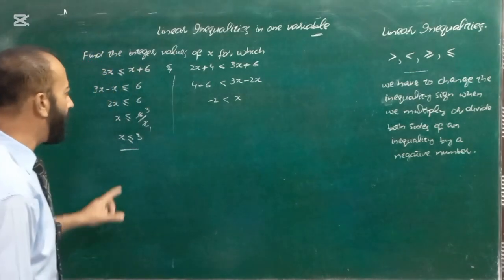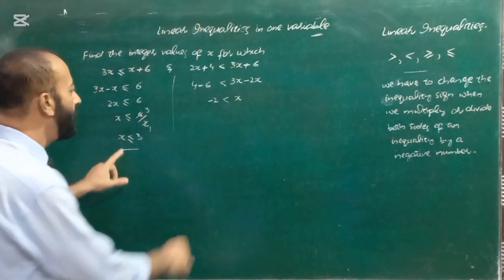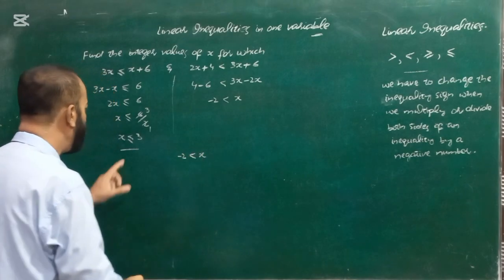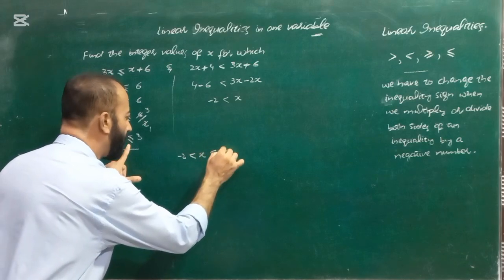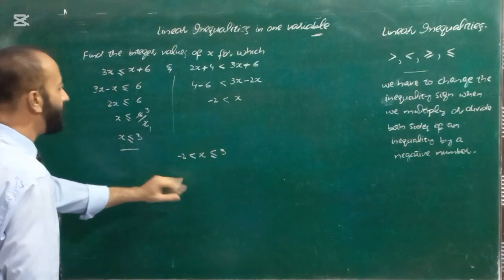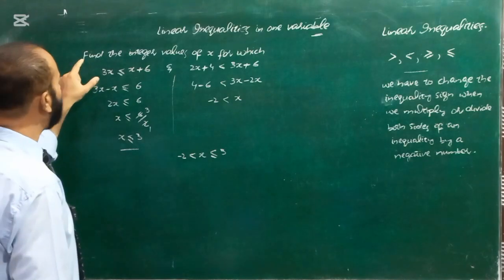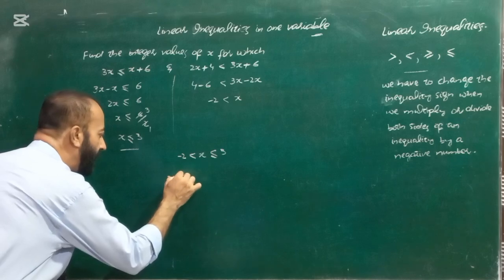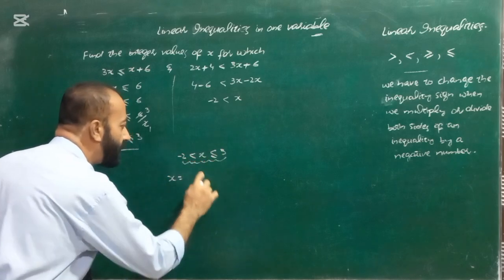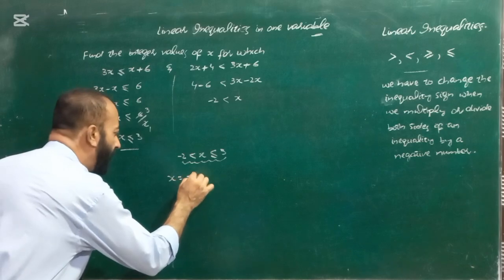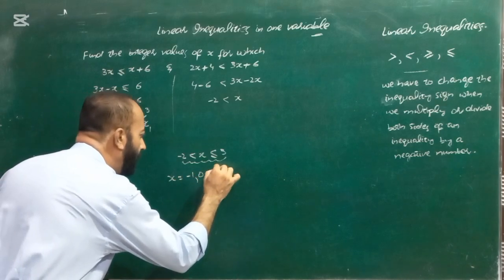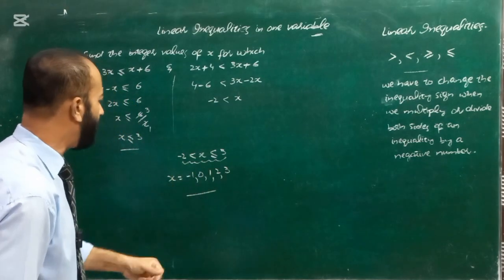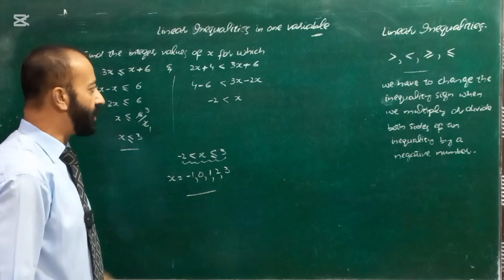So at this step we will combine the two results. So x is greater than minus 2 and lesser than or equal to 3. So this is the answer, but actually we are required to find the integer values of x. So from here you can see the integer values of x which satisfy this inequality will be -1, 0, 1, 2, and 3. So actually these are the integers which satisfy this inequality. So these are the integer answers.